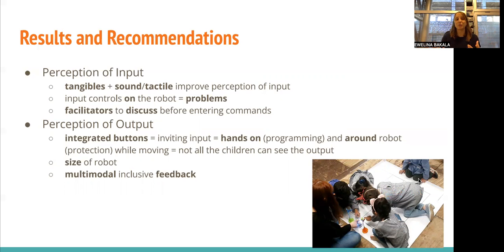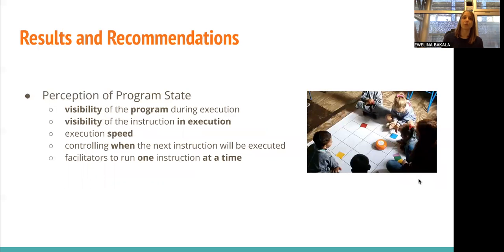The bigger robots, it's easier to perceive, and there is the necessity of multimodal inclusive feedback that will help all the group members perceive the actions of the robot. On the other hand, the perception of program state was relevant because it helps to correct the program if you know which step is the wrong one. So to have the visibility of the program during the execution helps to ensure that you see what will come next, what actions were executed before, and can identify better and discuss how the program should be corrected.